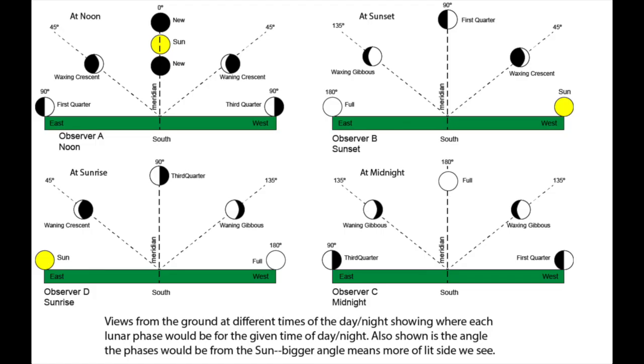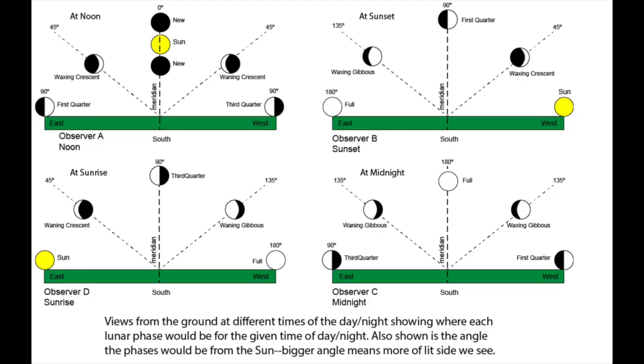Of course, the rising and setting of the sun and moon are actually due to the Earth spinning. Since it takes the Earth 24 hours to spin 360 degrees, the Earth takes 6 hours to spin 90 degrees. If we look at observer A picture in the top left, you see that the new moon phase is less than 5 degrees from the sun. It rises and sets with the sun, being at most a few minutes different from the sun.